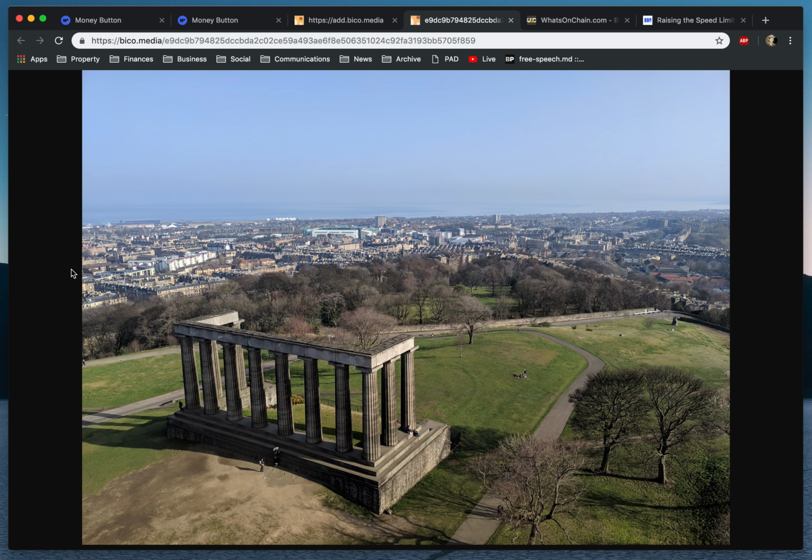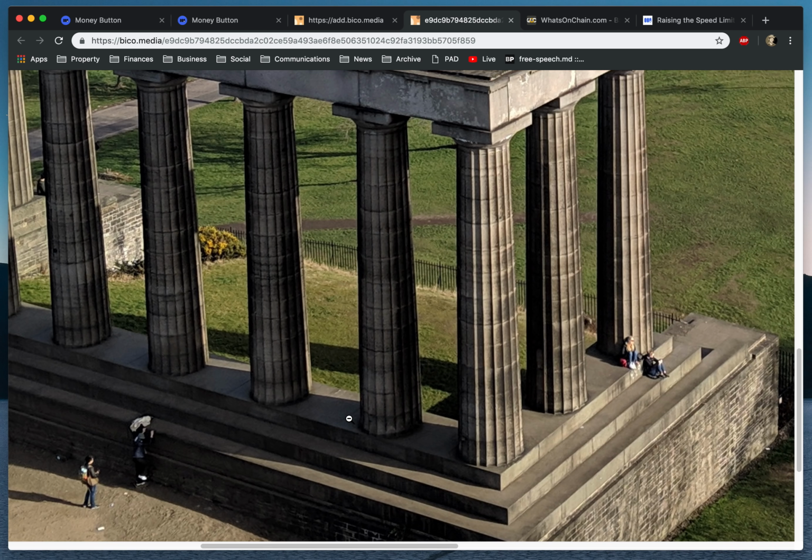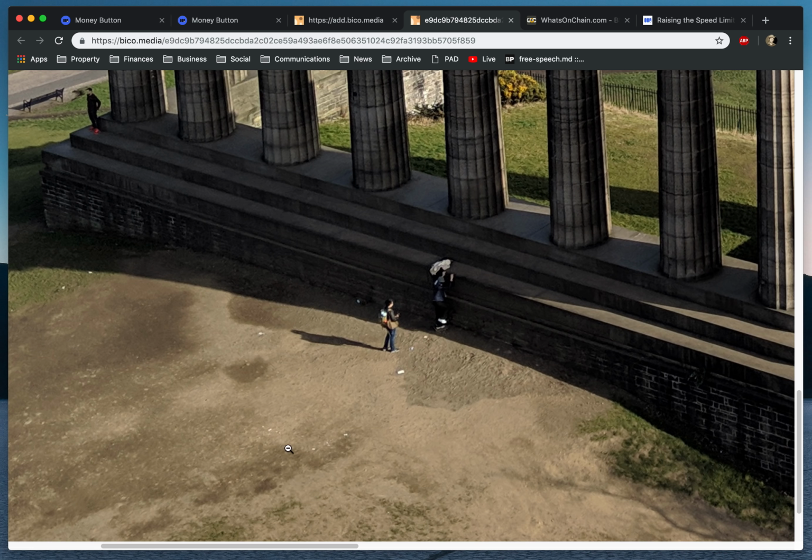Oh, there we go. Okay, good. So, well, that's it. There's my photo on the blockchain. This is a 4.9 megabyte photo that I just paid $3.50 to put on the blockchain. No one can ever remove my photo.